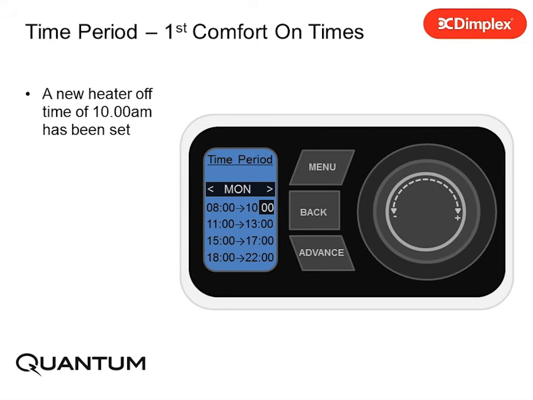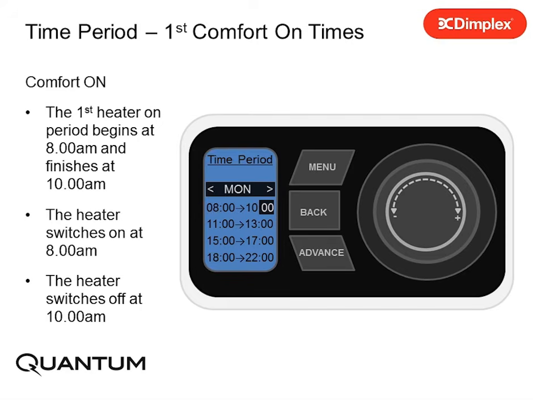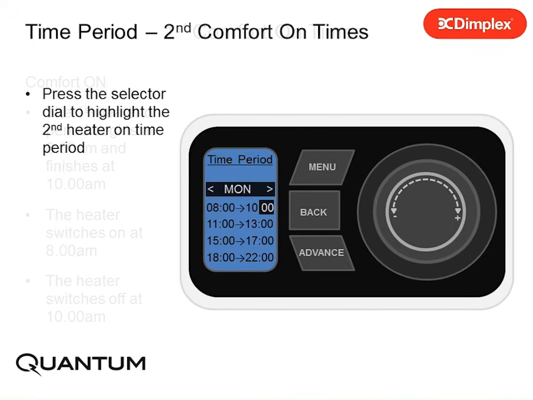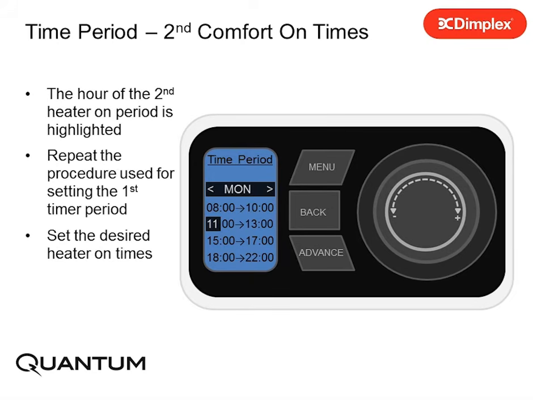For comfort on, the first heater on period begins at 8 am and finishes at 10 am. The heater switches on at 8 am, the heater switches off at 10 am. Press the selector dial to highlight the second heater on time period. The hour of the second heater on period is highlighted. Repeat the procedure used for setting the first timer period and set the desired heater on times.